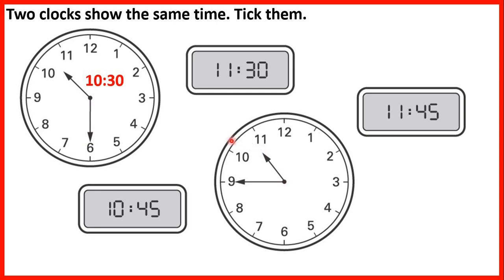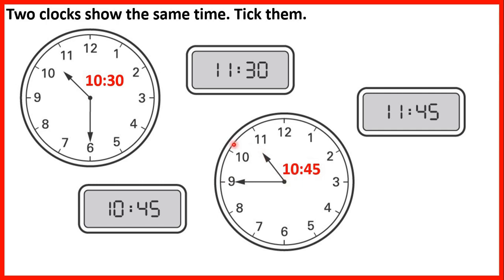The hour hand has gone past 10 but hasn't got to 11 yet, so the hour will be 10, and then the minute hand, so the longer hand, is on the 9. And if we multiply the minute hand number by 5, 9 times 5 is 45. So the time on this clock is 10:45.